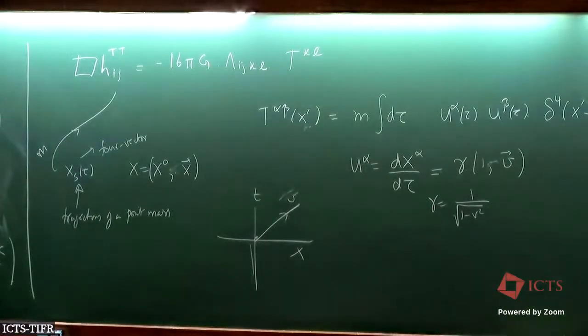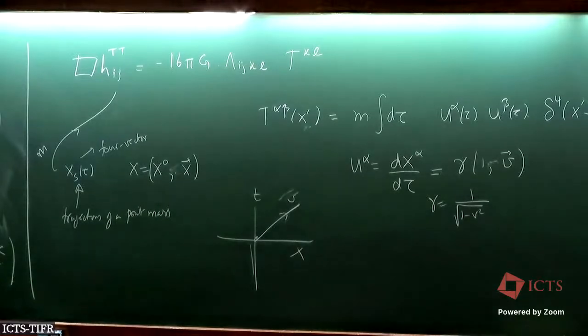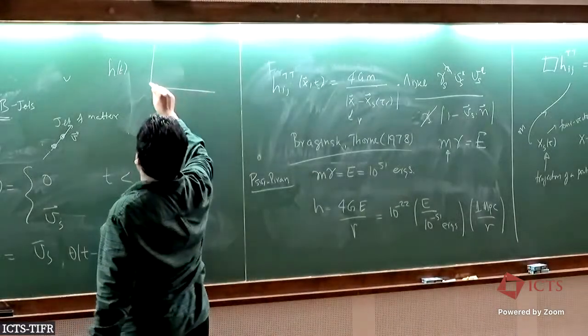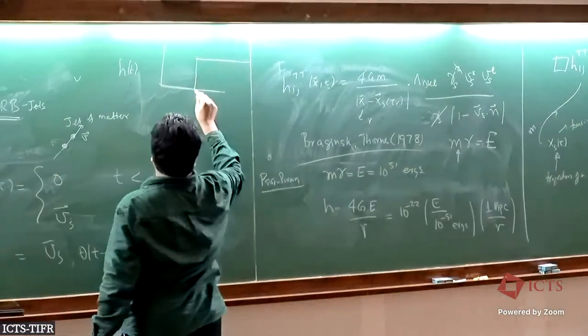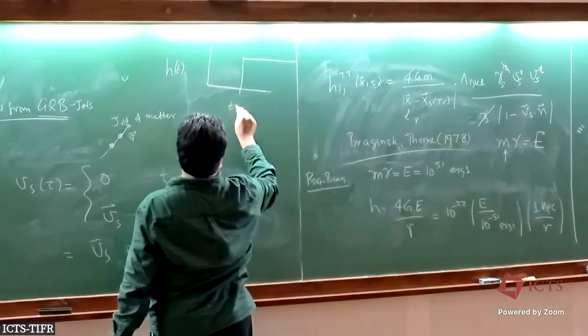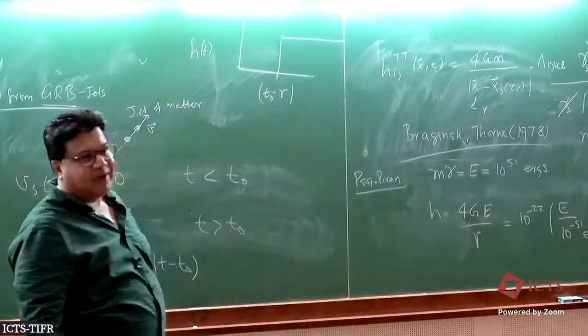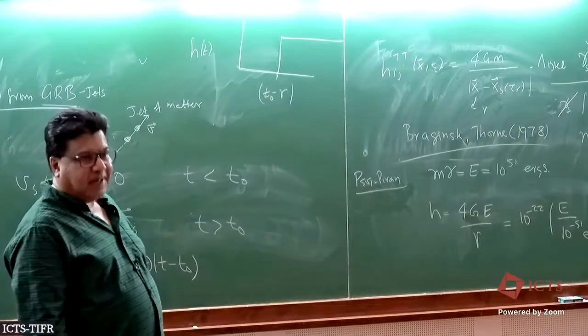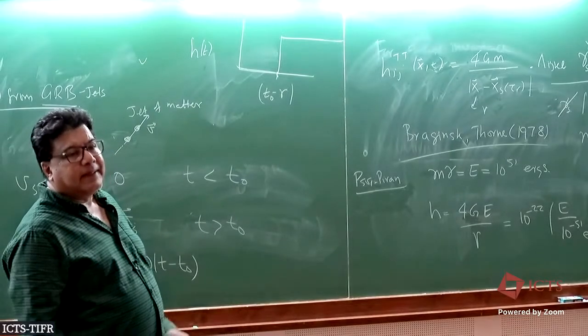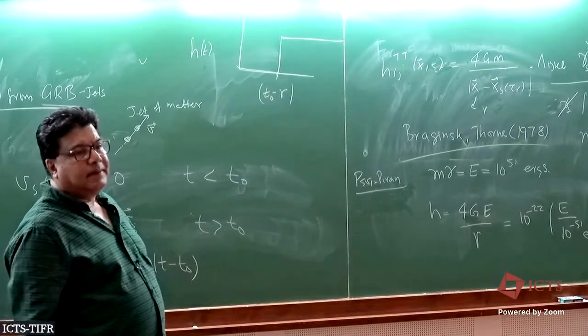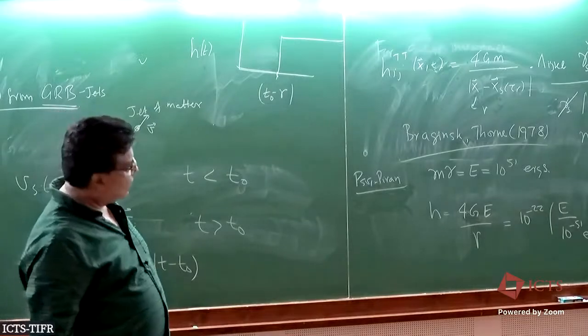So this is your h. So this is basically t0 minus r, the retarded time, because you are observing it at a distance. Yeah. So are you saying that it is following the velocity pattern? It is following the velocity pattern.